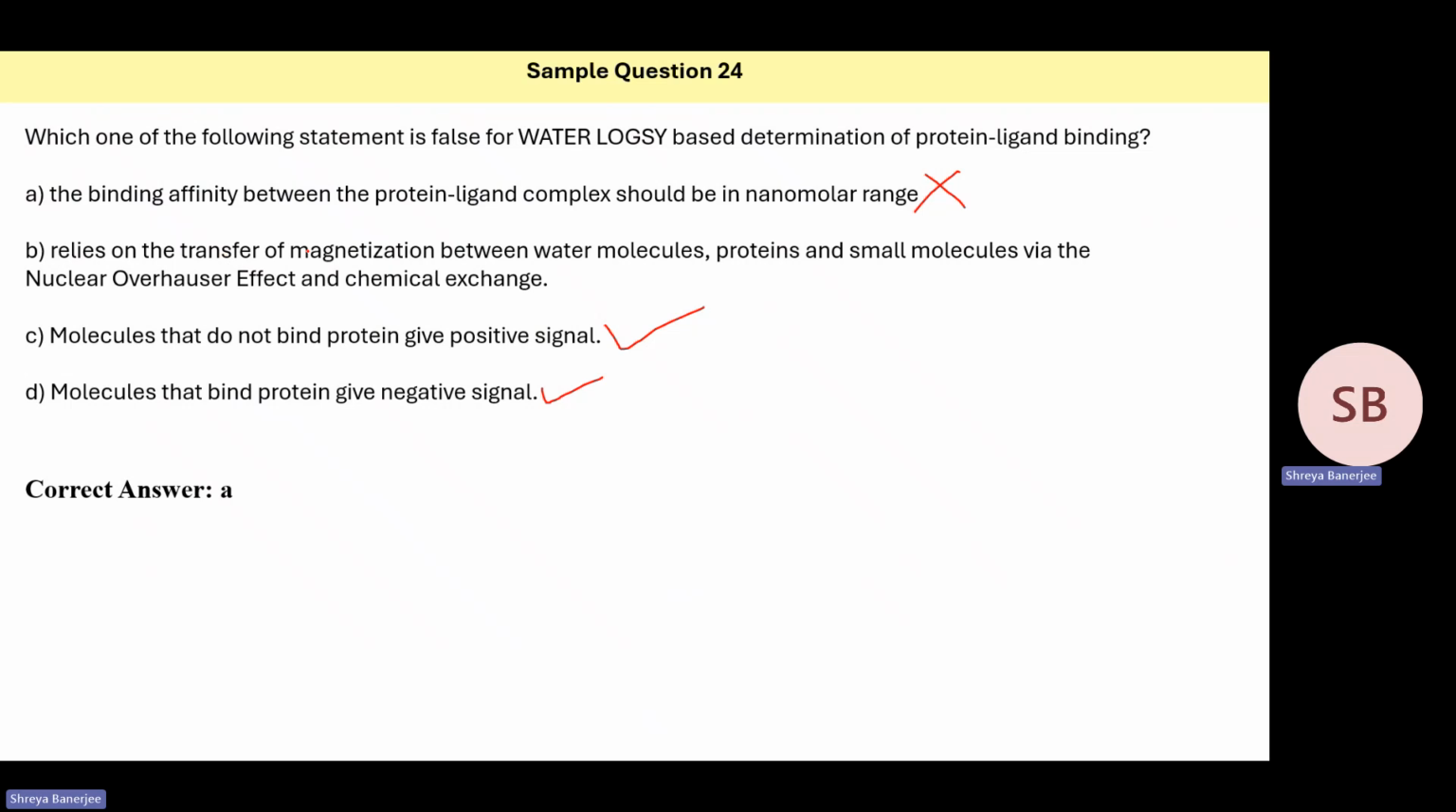And point B, that it relies on the transfer of magnetization between water molecule, protein and small molecule via NOE and chemical exchange, is also correct. And the question is asking what is false. So the only thing false is option A, saying the binding should be in the nanomolar range. When we saw that in WaterLOGSY, the binding should actually be in the micromolar to millimolar range.